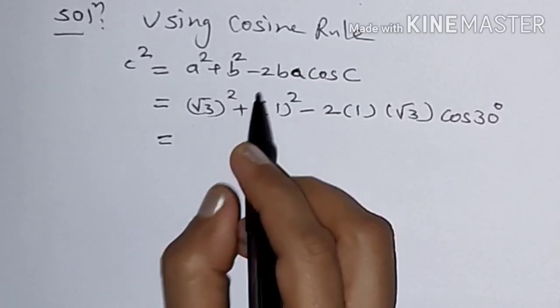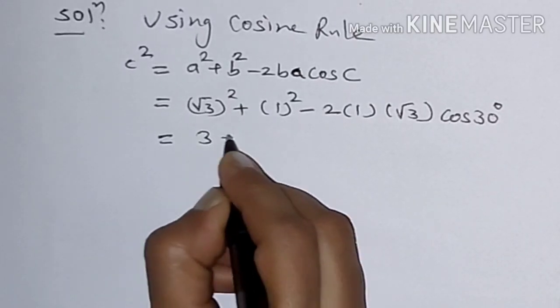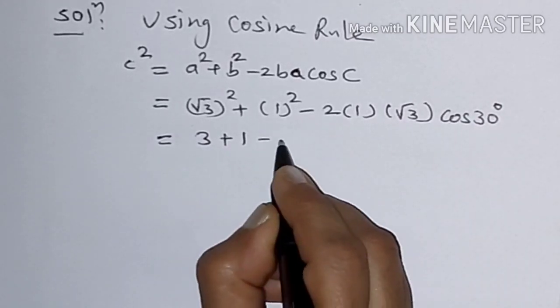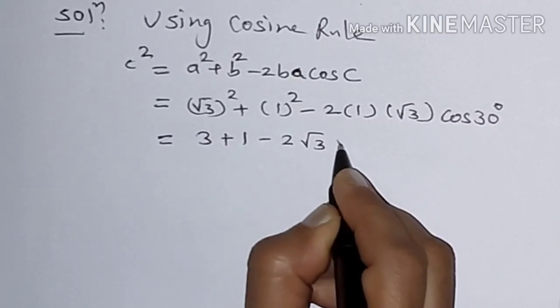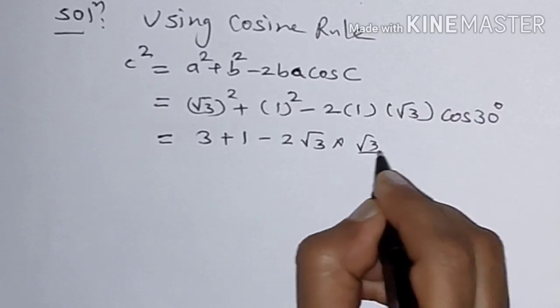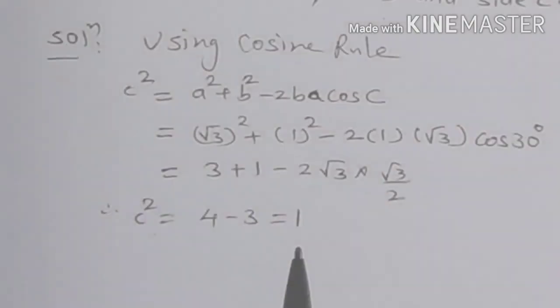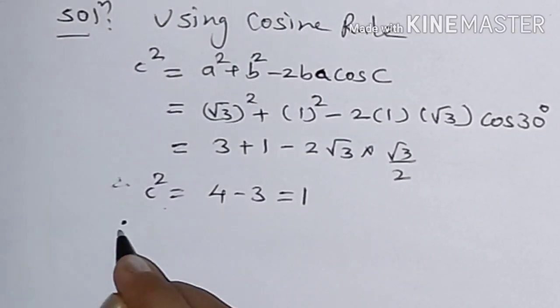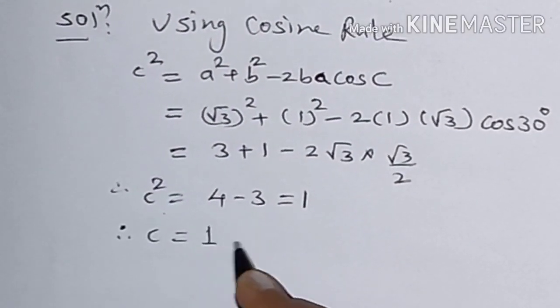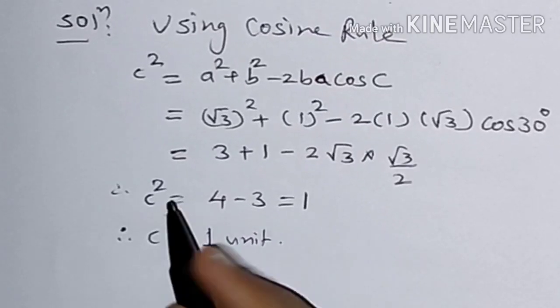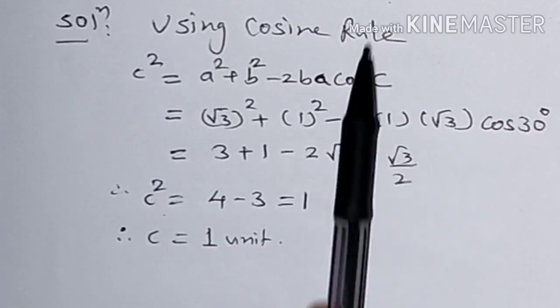That is equal to root 3 square, that is 3, plus 1 minus 2 root 3 into cos 30, that is root 3 by 2. So we get c square is equal to 1. Therefore c is equal to 1 unit. So side c is equal to 1 unit.